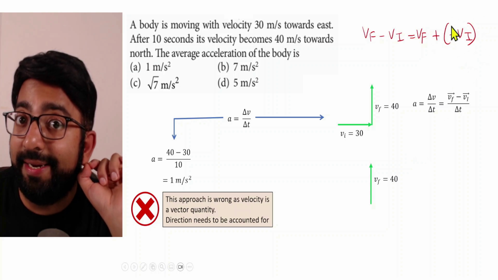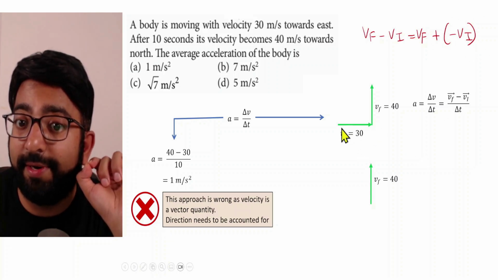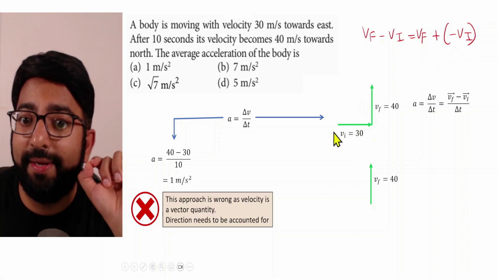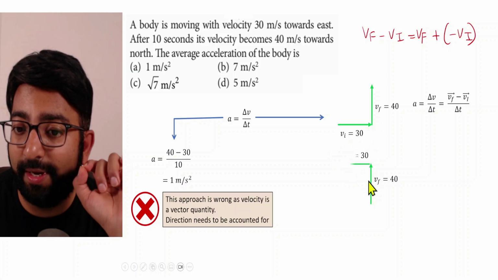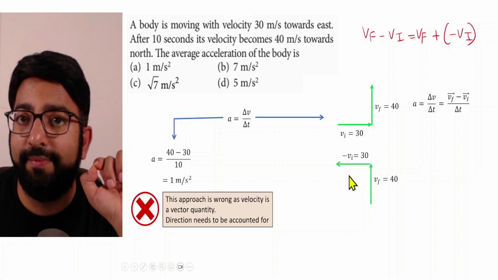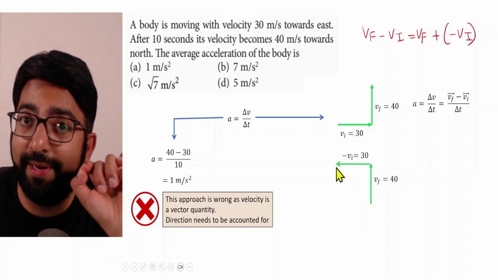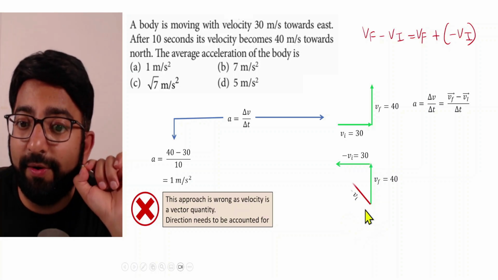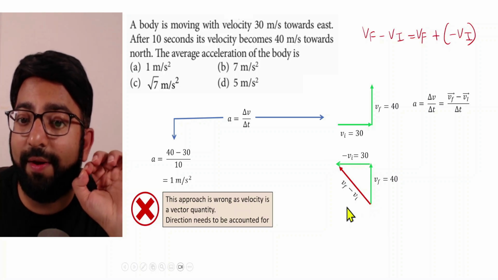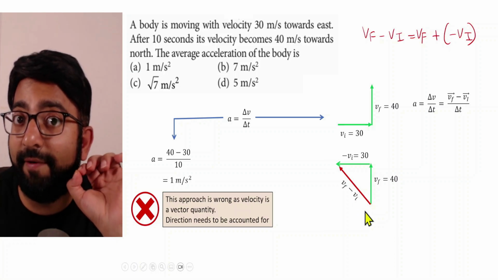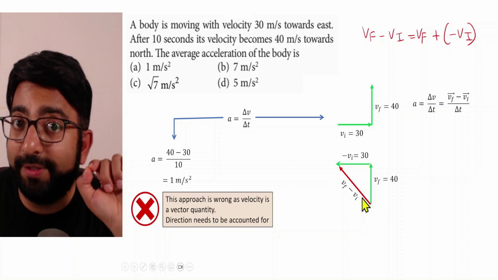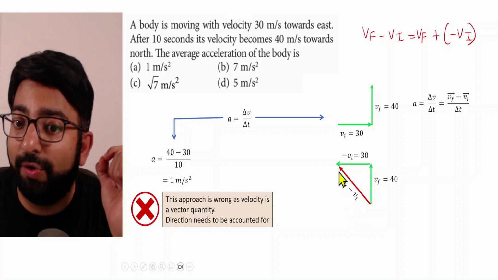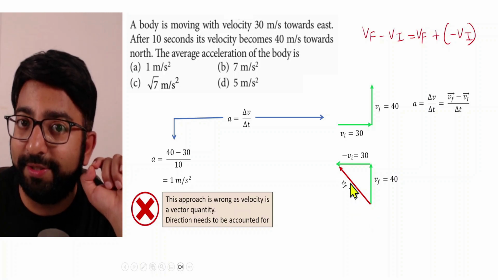But in order to represent negative of V initial, we will reverse the direction of this arrow. Originally, the velocity was going towards the right hand side. But if we are multiplying this velocity with a minus sign, we are going to reverse the direction. So you can see this green arrow is going towards the left hand side. And now we can see these two are the sides of a triangle. And if we draw the third side of the triangle, that will give us the V final minus V initial in the vector format. That means the length of this red arrow will be the magnitude of V final minus V initial. And the direction of change in velocity will be the direction of this red arrow.